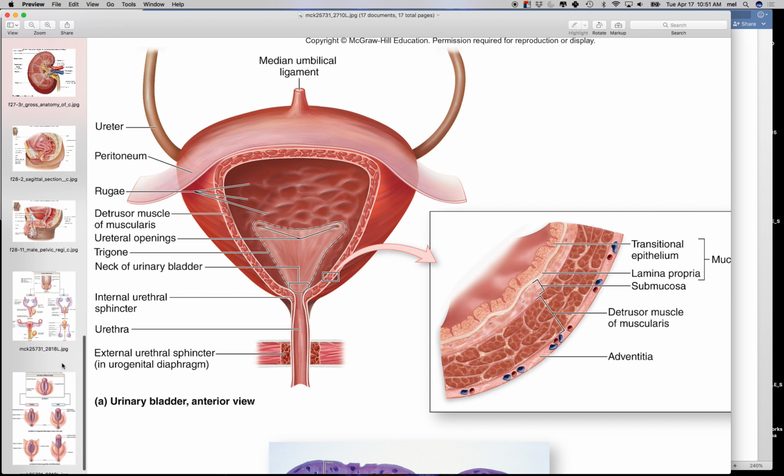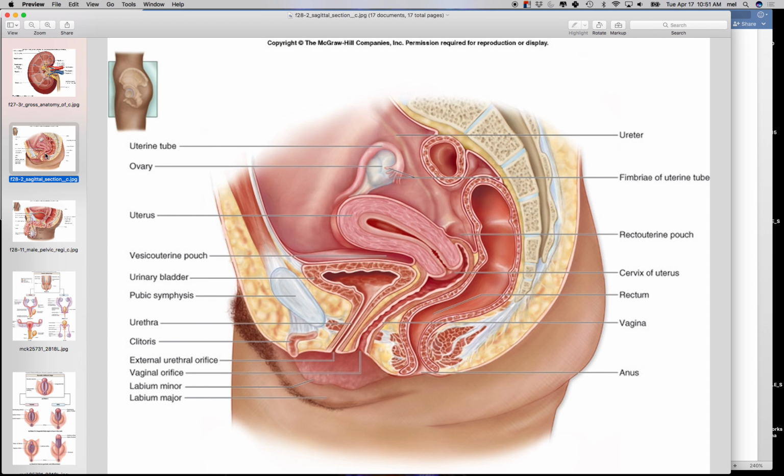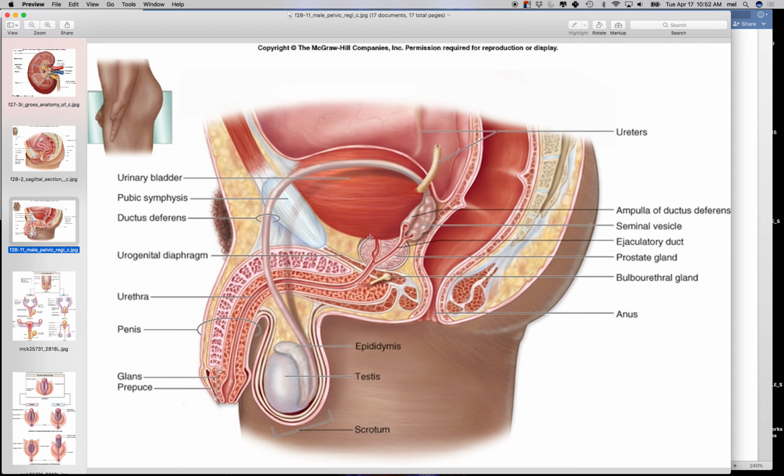So let's look at it mid-sagittal. Here's female. Even though it's not labeled, the internal urethral sphincter would be right there at the bottom of the urinary bladder. And the external urethral sphincter would be right here in that floor of muscles. And in a male, same thing. Internal urethral sphincter would be right there above the prostate gland. External urethral sphincter is right there. Does that make sense? Okay.